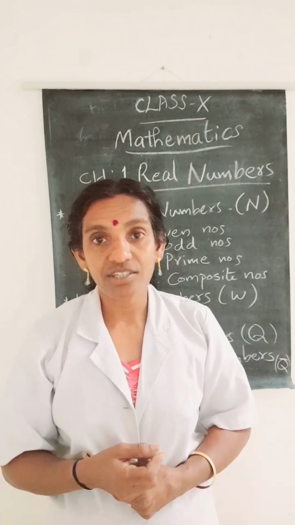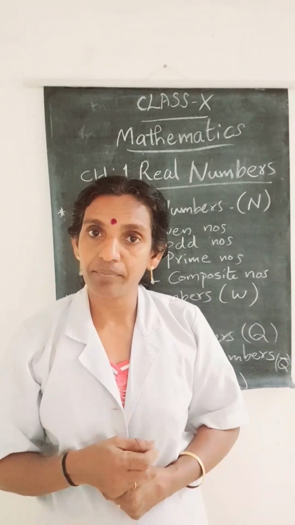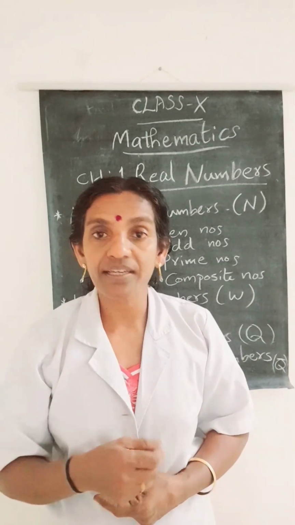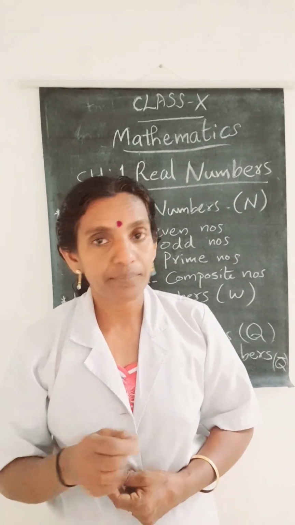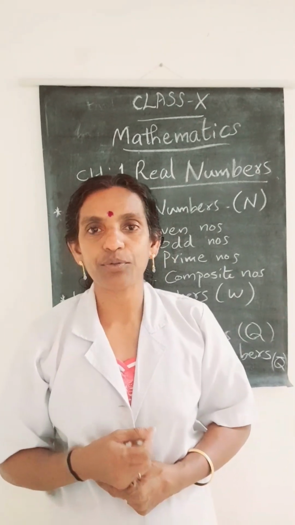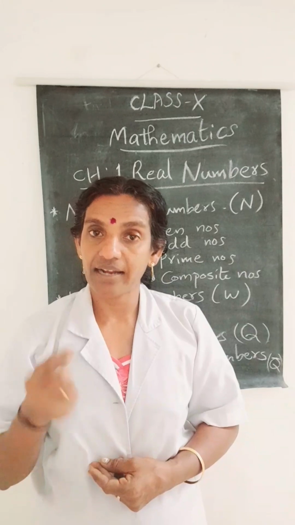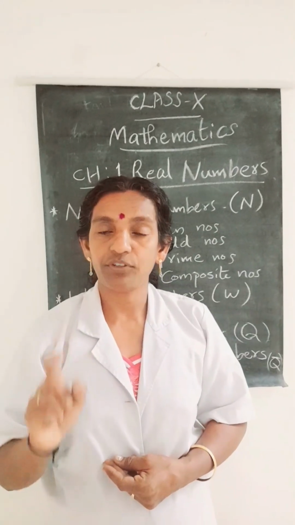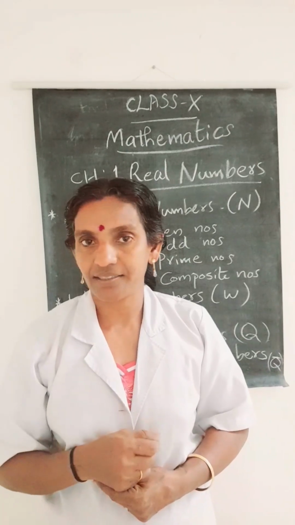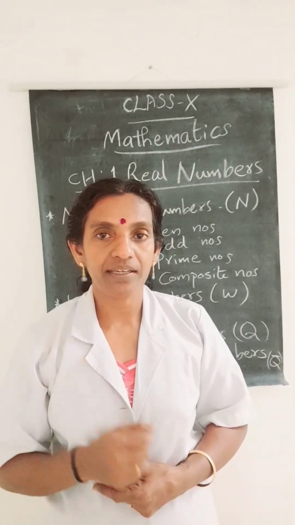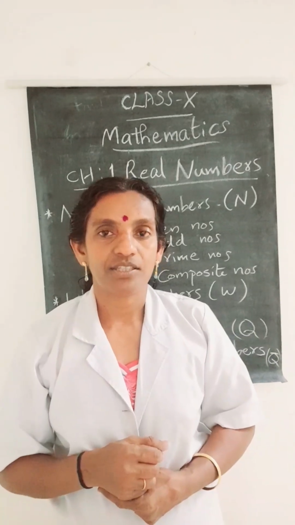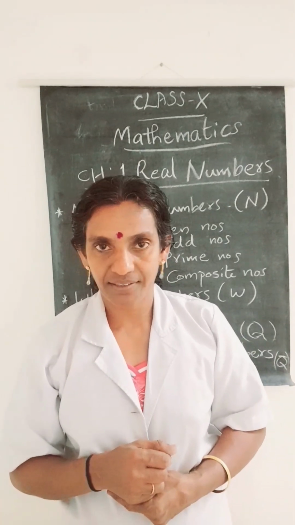Next, rational numbers. What are rational numbers? Rational numbers are numbers which can be expressed in the form p by q, where p and q are integers and q is not equal to 0. So rational numbers are numbers of the form p by q, where p and q are integers. The denominator cannot be 0. Okay. And all the integers are rational numbers.